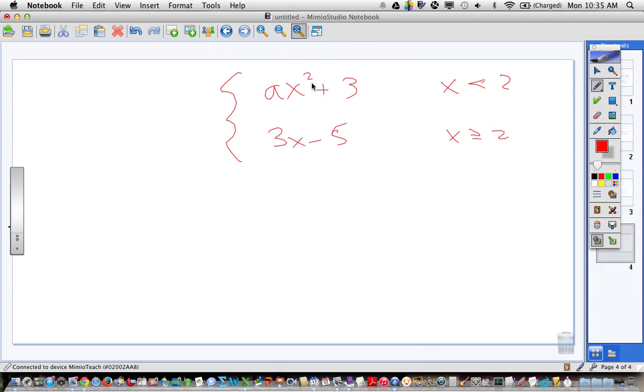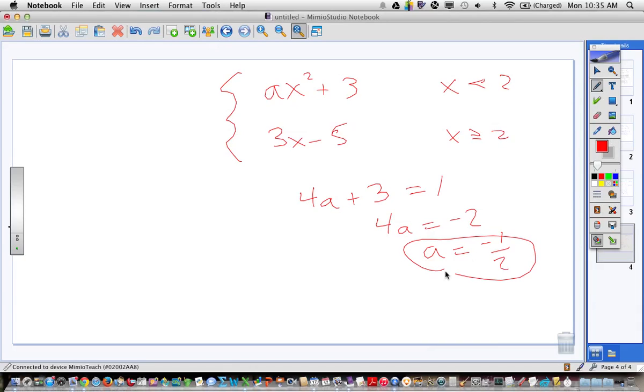So if this is going to be continuous, we plug a 2 in here, we get 4a plus 3. And we plug a 2 in here, we get 6 minus 5, which is 1. So a has to be negative 1/2. You plug a 2 in for x and set them equal to each other. They have to have the same y value to be continuous, because otherwise you'd have a break. All right, so now we know a is negative 1/2.